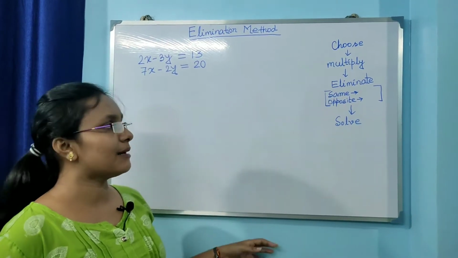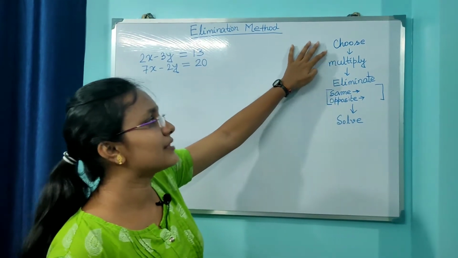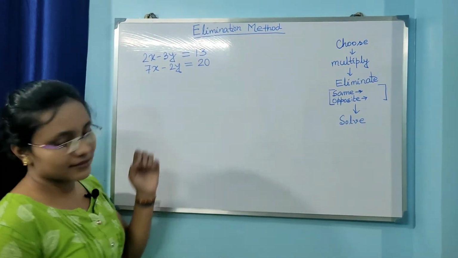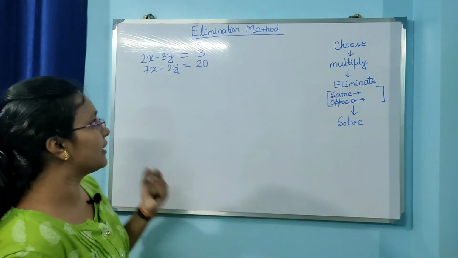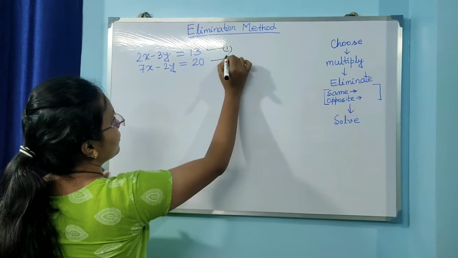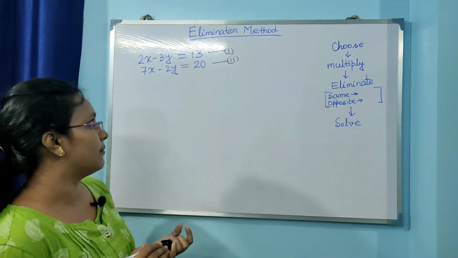Now I will discuss the method. This is the algorithm. At first you have to choose, then multiply, then eliminate and then solve. So let us discuss the problem. Here are two equations. So the first step is choose. We have to choose one of the variables.